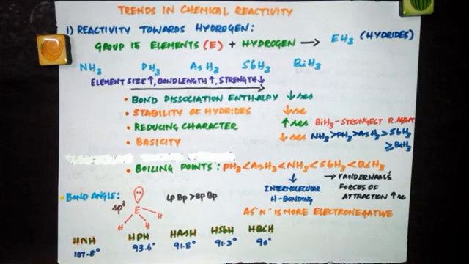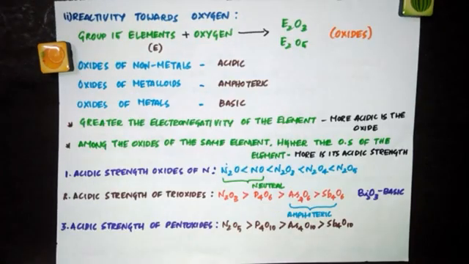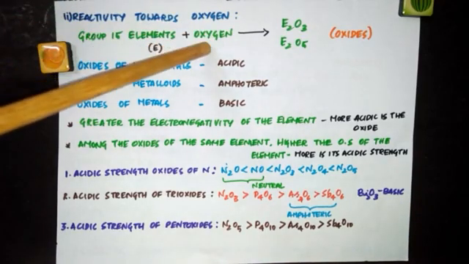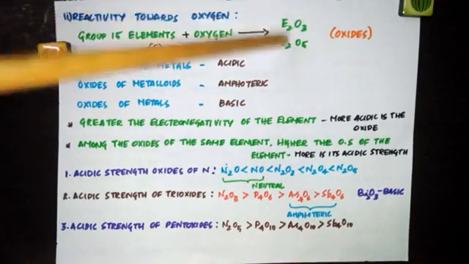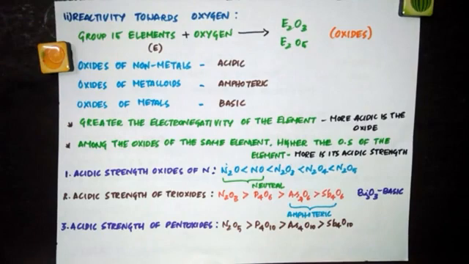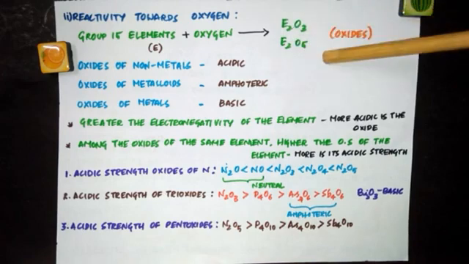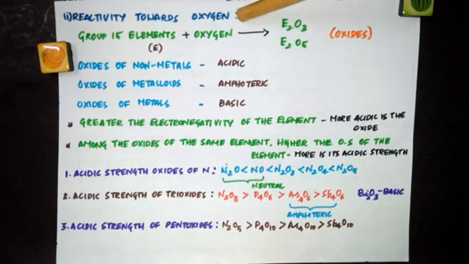So next one is reactivity towards oxygen. Reactivity of group 15 elements towards oxygen. When the group 15 elements react with hydrogen, they give hydrides of the formula EH3. Same way, when the group 15 elements react with oxygen, they form two types of oxides of the formula E2O3 and E2O5. For example, if you take phosphorus, you have P2O3, P2O5. So group 15 elements, when they react with oxygen, form two types of oxides, E2O3 and E2O5.